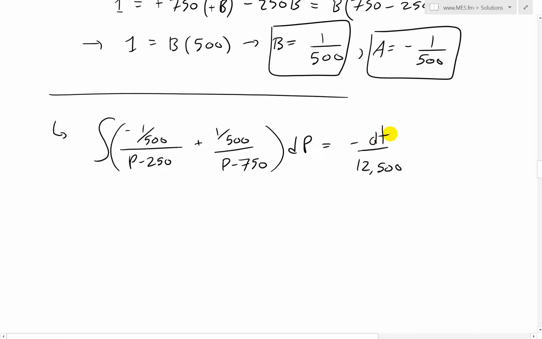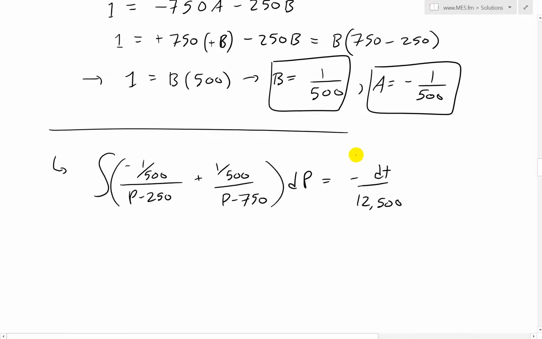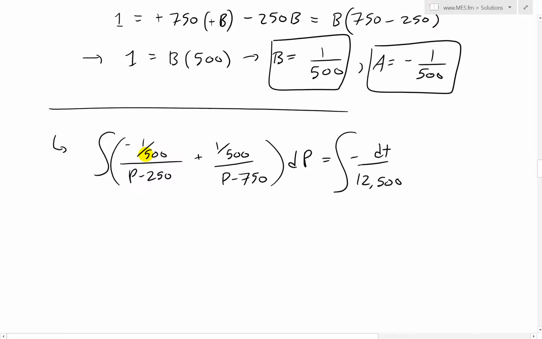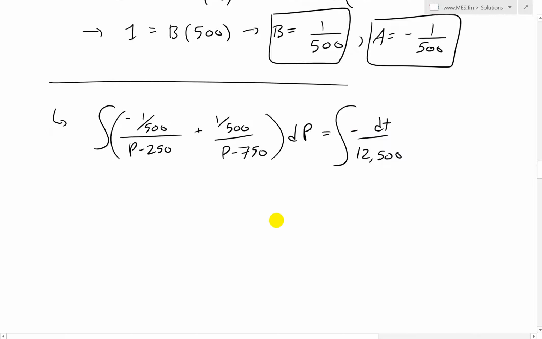This is just dt over that. And yeah, just include the integral sign like that. And now what we'll do is simplify this further by taking out this negative 1 over 500. And also this will get rid of that negative as well. So in other words, what we could do is multiply both sides by 500. So I'll just times it by 500 on both sides.